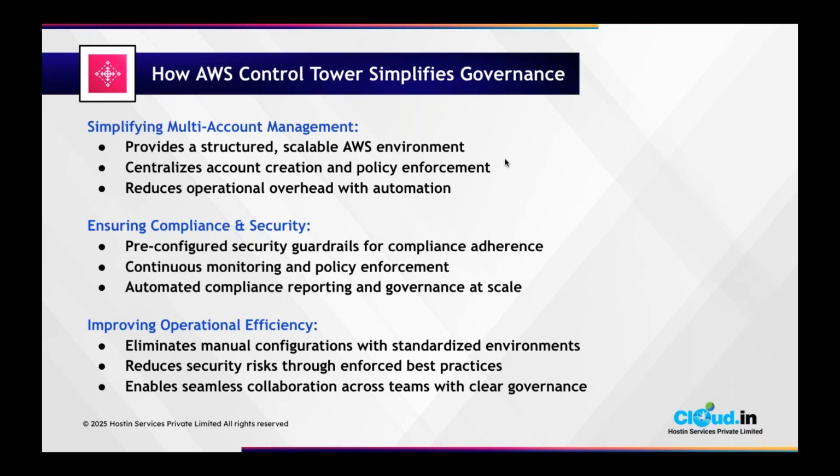Efficiency is so crucial when managing cloud environments. AWS Control Tower improves your operational efficiency by automating repetitive tasks and ensuring security best practices, allowing teams to focus on innovation instead of manual configurations. It also eliminates manual configurations with standardized environments.